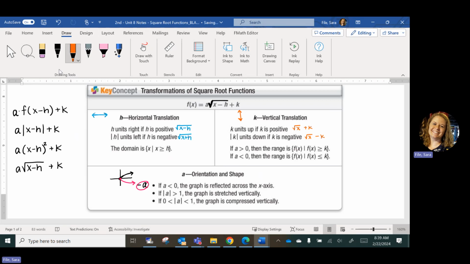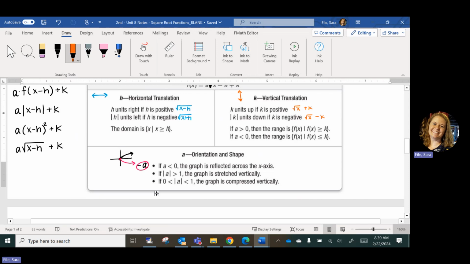Is that coming back to y'all? Horizontal shift is based on H, vertical shift based on K, reflection over the X, and vertical stretch or compression based on A. You ready to try some?